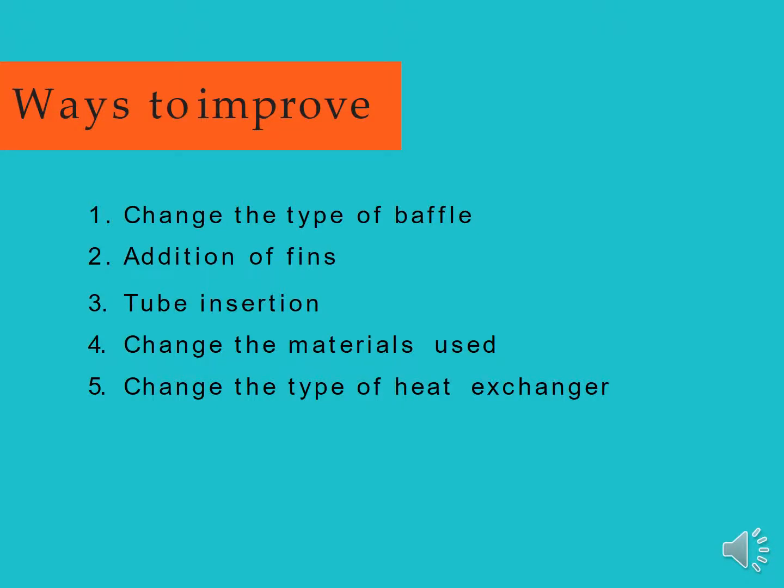There are a few ways to improve the solar heat exchanger. One, we change the type of baffle in the shell and tube exchanger. Second, addition of fins. Third, tube insertion. Fourth, change the materials used. And fifth, change the type of heat exchanger.